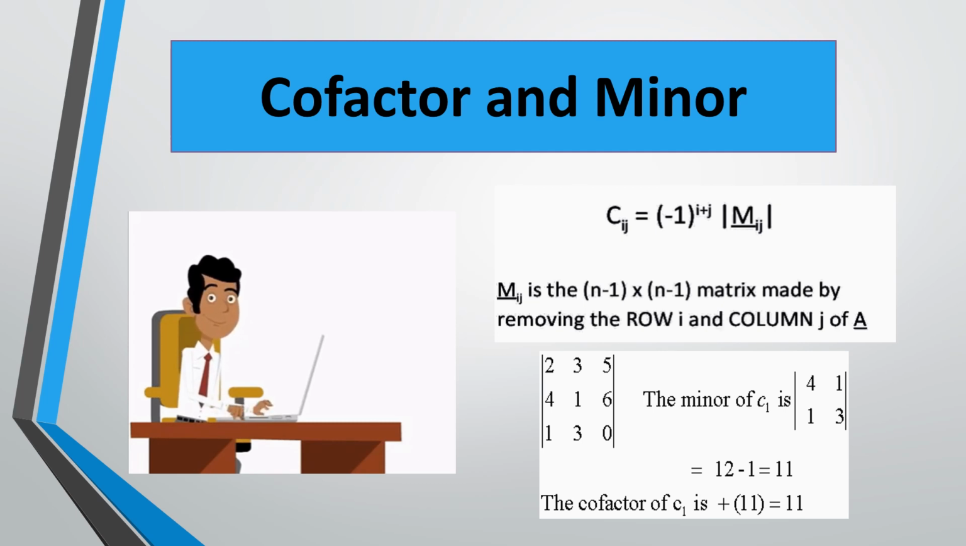Cofactor. By the cofactor of an element of a determinant, we mean the product of -1 to the power i plus j and the minor of the concerned element mij. Symbolically, it is given by Cij equal to -1 raised to the power i plus j multiplied by mij, where Cij is the cofactor of the element in the ith row and the jth column of the determinant.